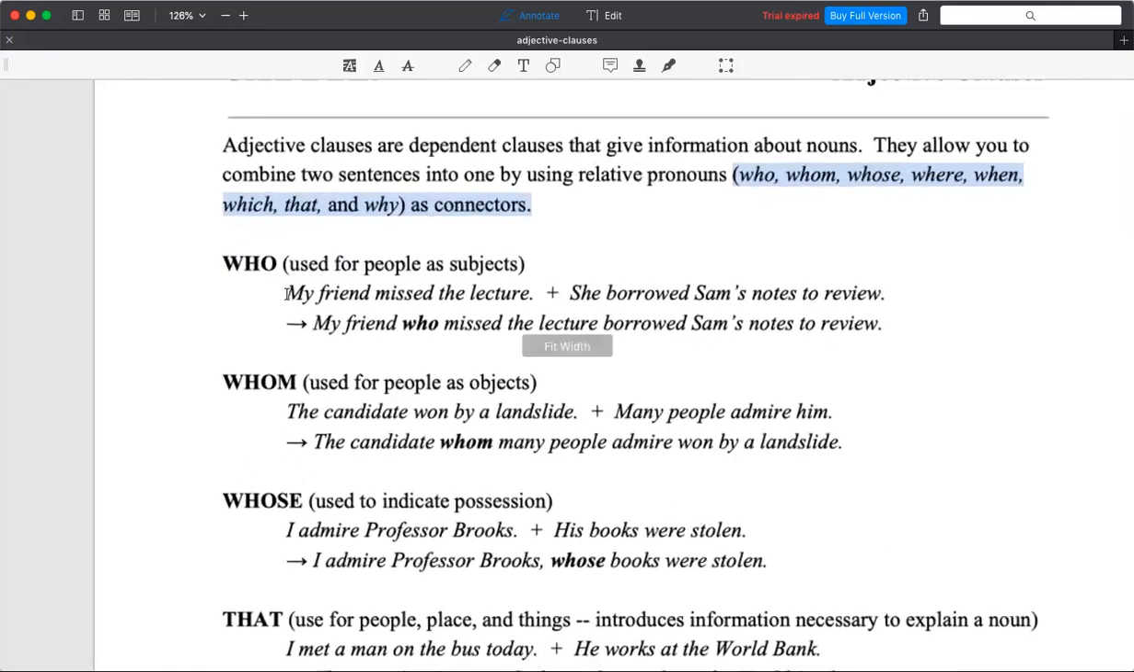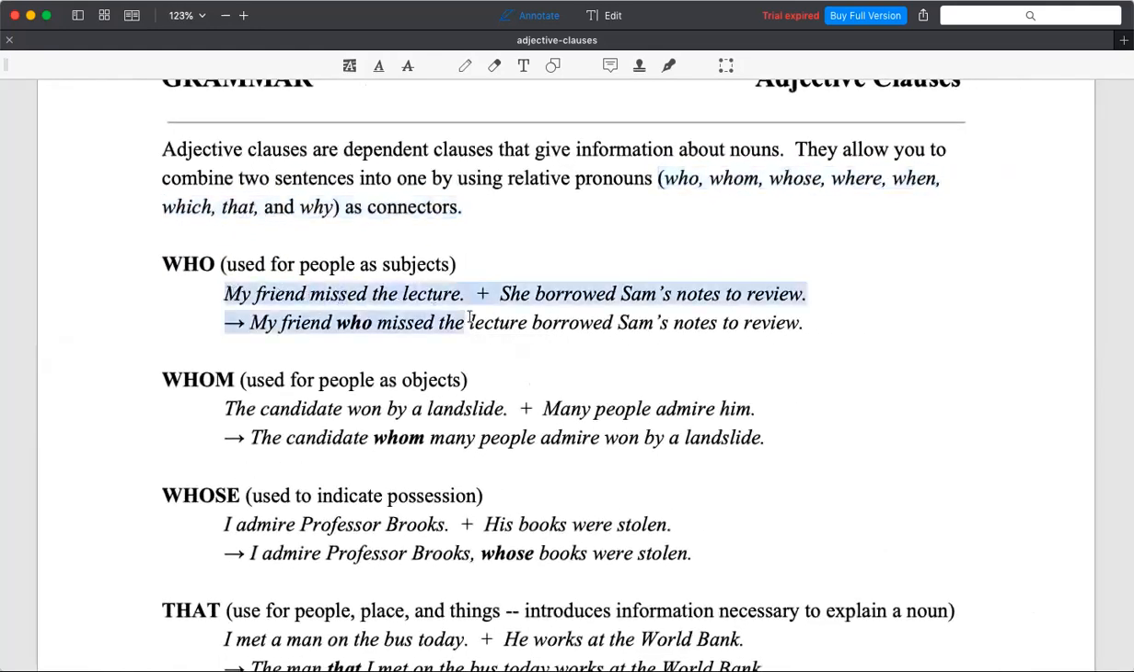Imagine these two simple sentences that you have. My first sentence is, my friend missed the lecture. And then the second sentence is, she borrowed Sam's notes to review. Because my friend and she are the same people, I need to combine these two sentences. When I combine them, I create a more complex structure with adjective clauses. I would change the second sentence. I will remove she. And because my friend is a subject, I need the subject pronoun to replace she. Then my sentence would be, my friend who missed the lecture borrowed Sam's notes to review.